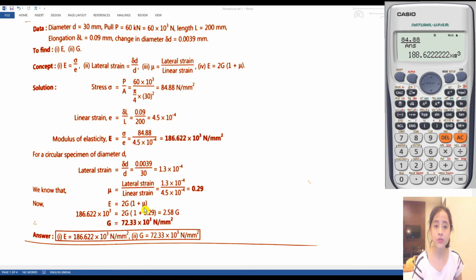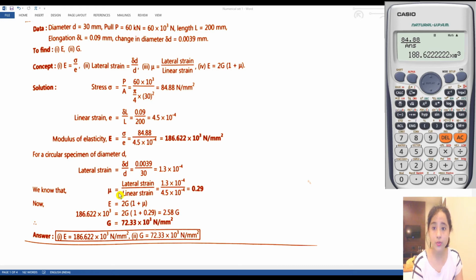So how do you find the value of mu? Mu, Poisson's ratio, is equal to lateral strain by linear strain. We have got the linear strain, which is E equals 4.5 into 10 raised to power minus 4. Now how do you find lateral strain? For lateral strain, the change in diameter is given: 0.0039, divided by its original diameter, which was 30.